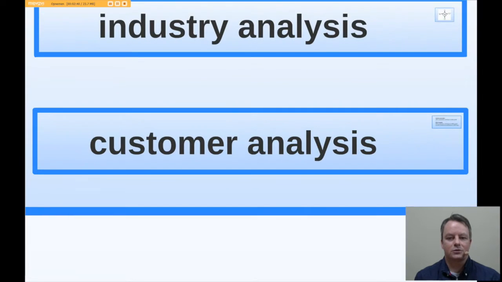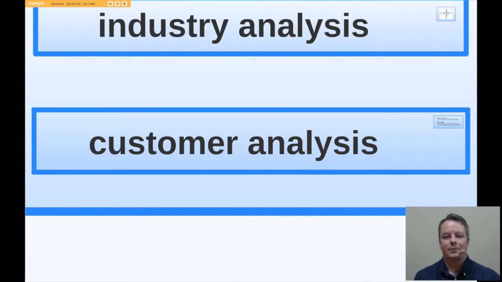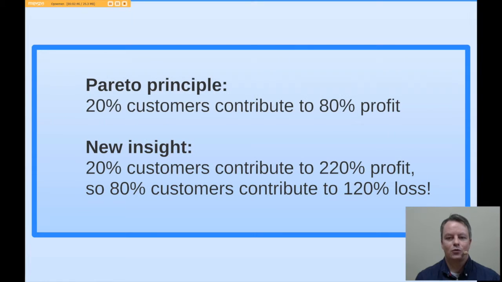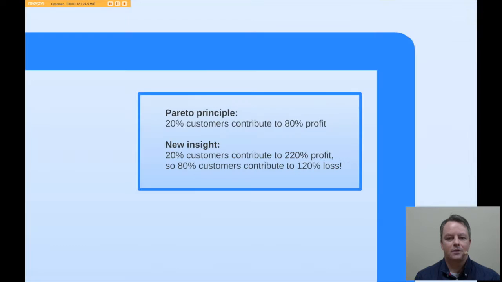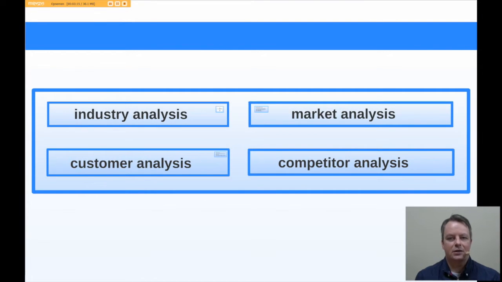Then take a look at your customers. What is happening? What is changing them? And how do they change? Normally, we used to say that 20% of the customers contribute to 80% of the profits. Not anymore. We now know that 20% of the customers contribute to 220% of the profit. And if you do not have the right ABC, activity-based costing, you'll see that 80% of the customers contribute to 120% of your losses. Interesting insight. So how are your customers changing, and what does that mean for your company?